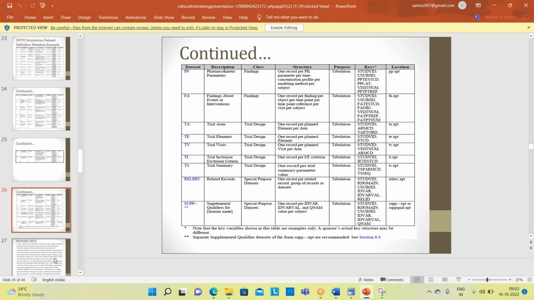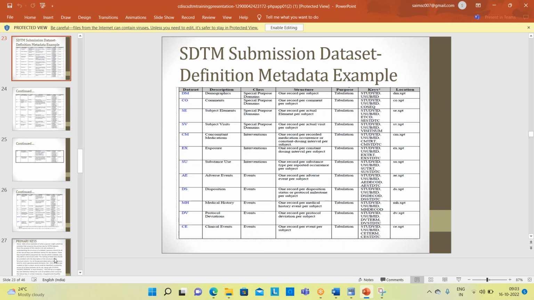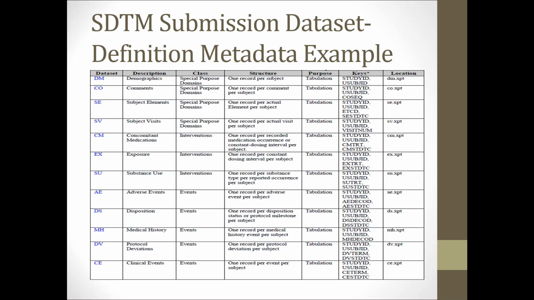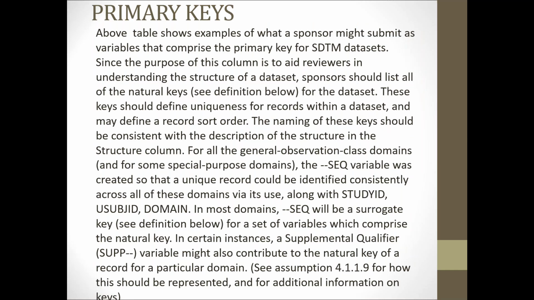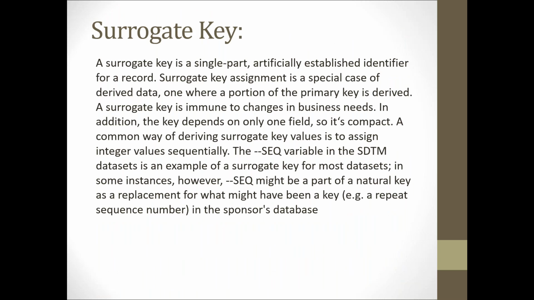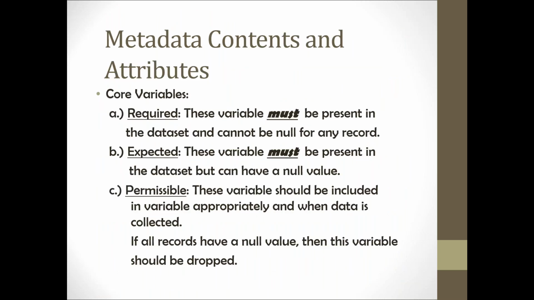This slide is clear to everyone, yes or no? I have given you an overview of all these domains. These are a list of standard SDTM domains. This primary key, natural key is not required, you can ignore. Surrogate key also. Now, moving on to the next concept, metadata contents and attributes.